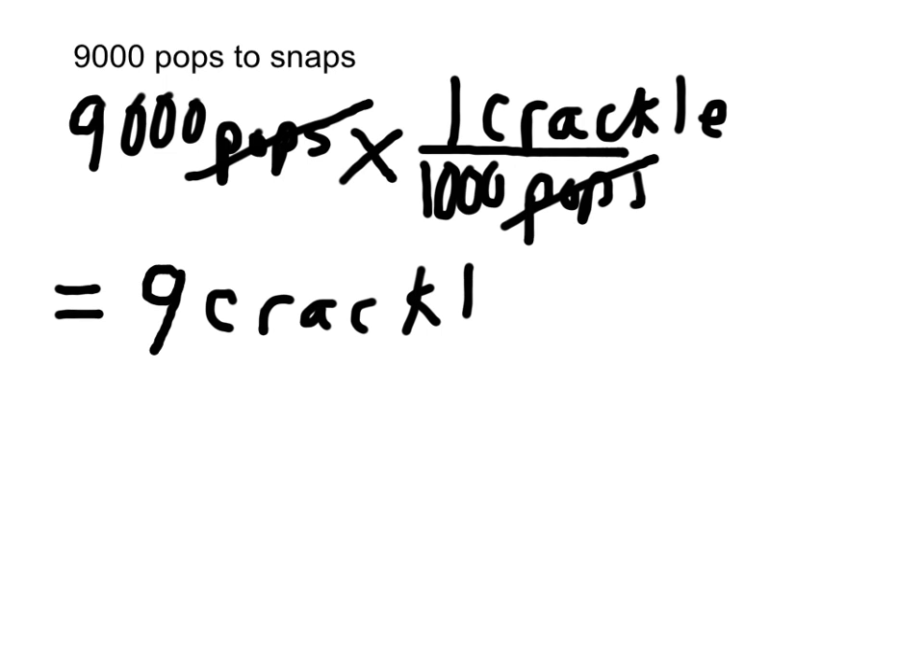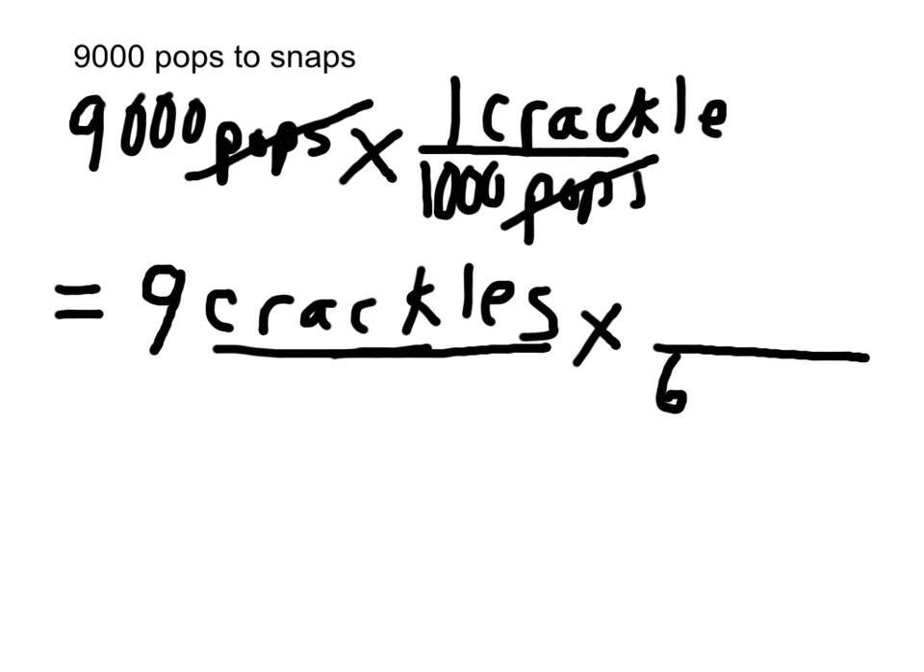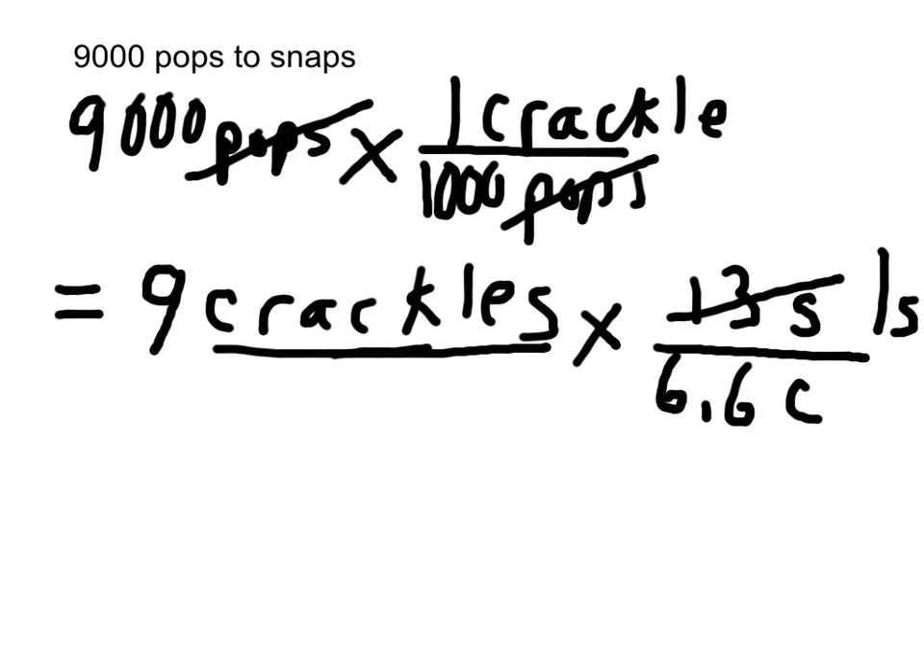And now I'm going to go from crackles to snaps, and I see from that slide that 6.6 crackles is 1 snap. Now notice, since, again, crackles is considered multiplied here, it's 9 times crackles, I got to divide, so crackles go on the bottom, and 13 snaps go on the top. Wait, I'm sorry, there should have been 1 snap. 1 snap goes on the top. I read it wrong. 6.6 crackles is 1 snap.